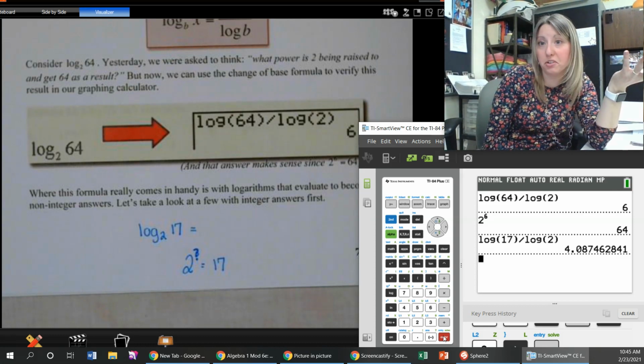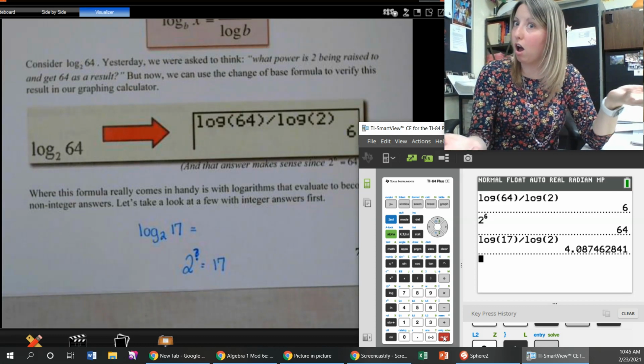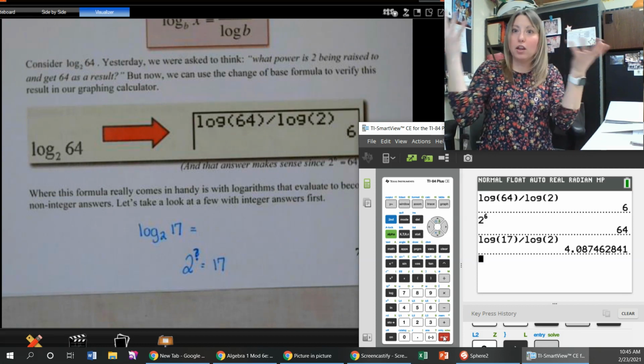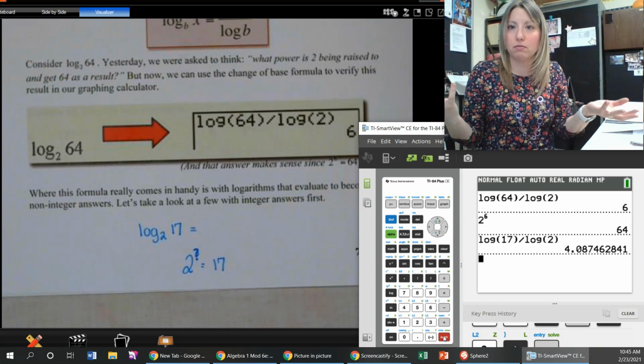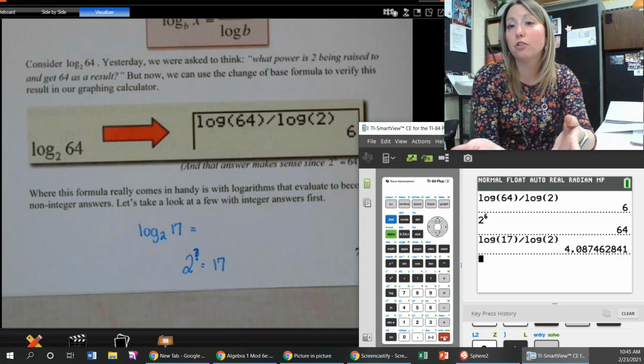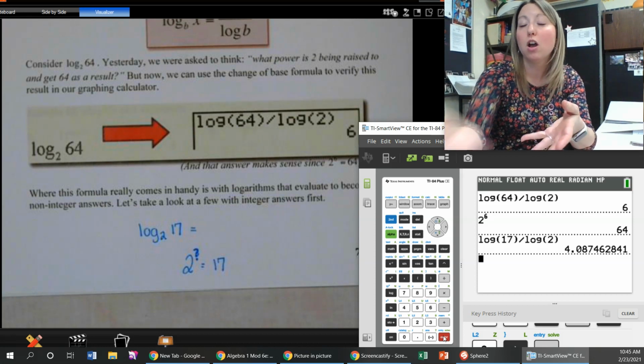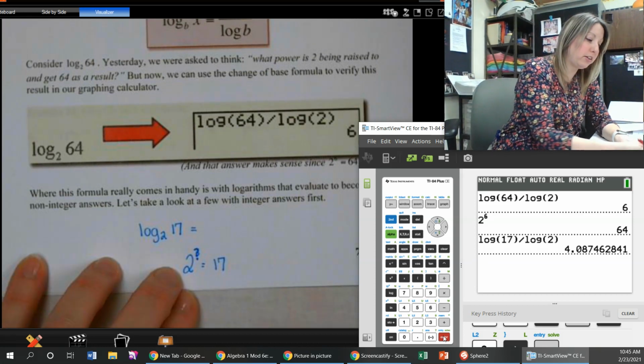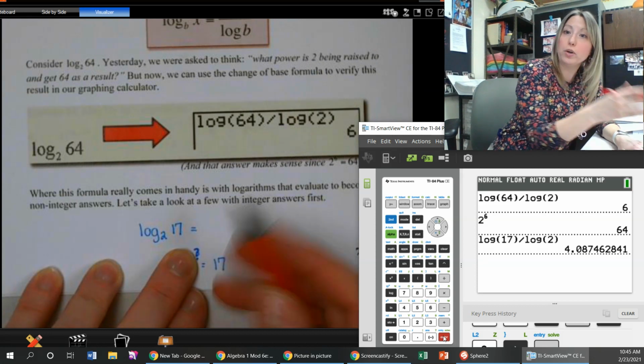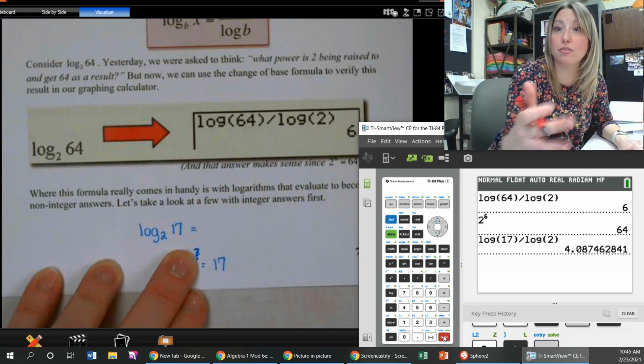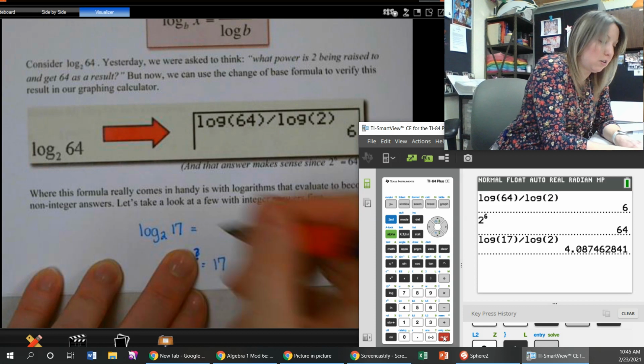Kind of makes sense, right? Because 2 to the 4th power is 16. Oh, look at that. So we're just a little bit above 4 as a number. And again, this is a non-repeating, non-terminating decimal, so this is an approximation. When I get this as my answer, we typically round to the nearest 10,000th for decimal places.